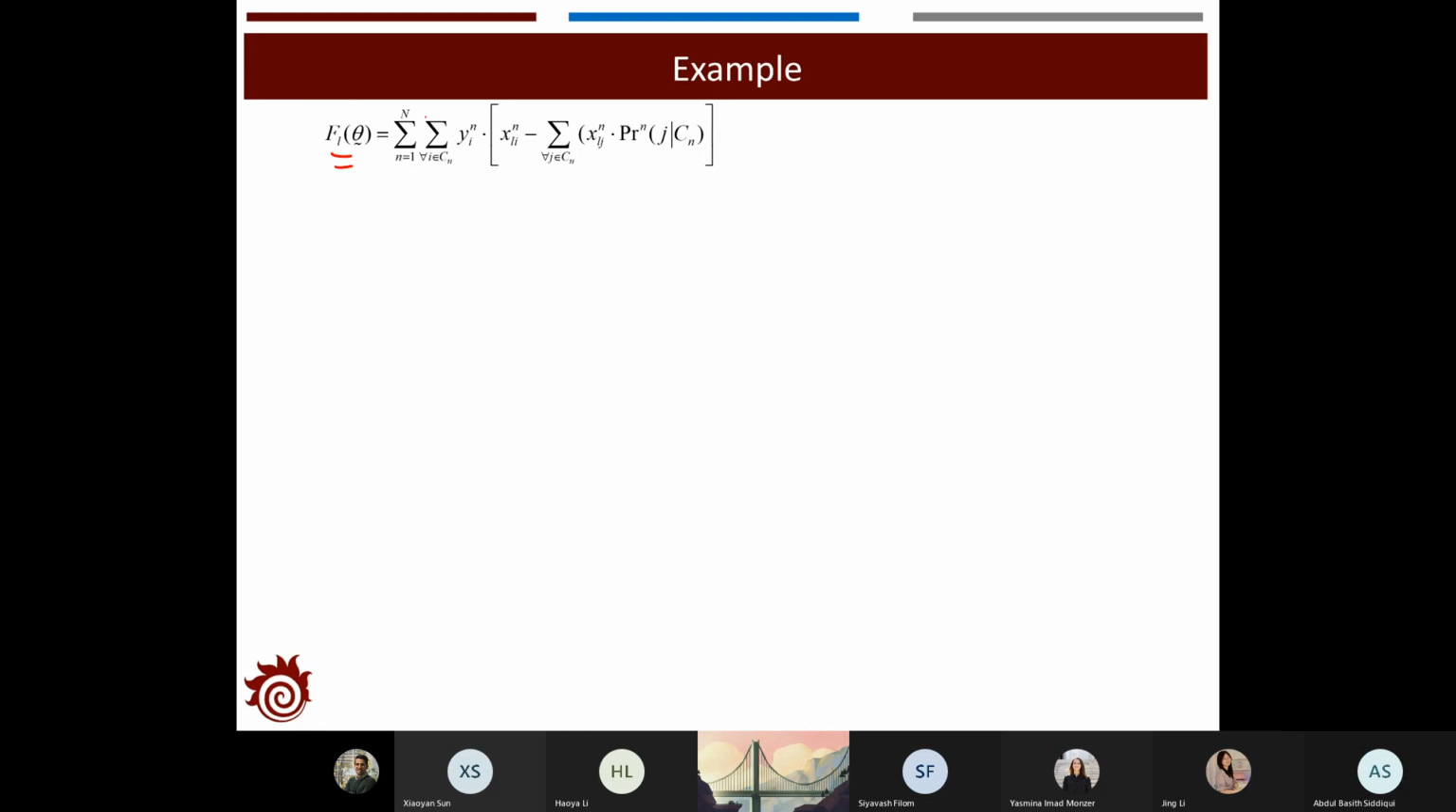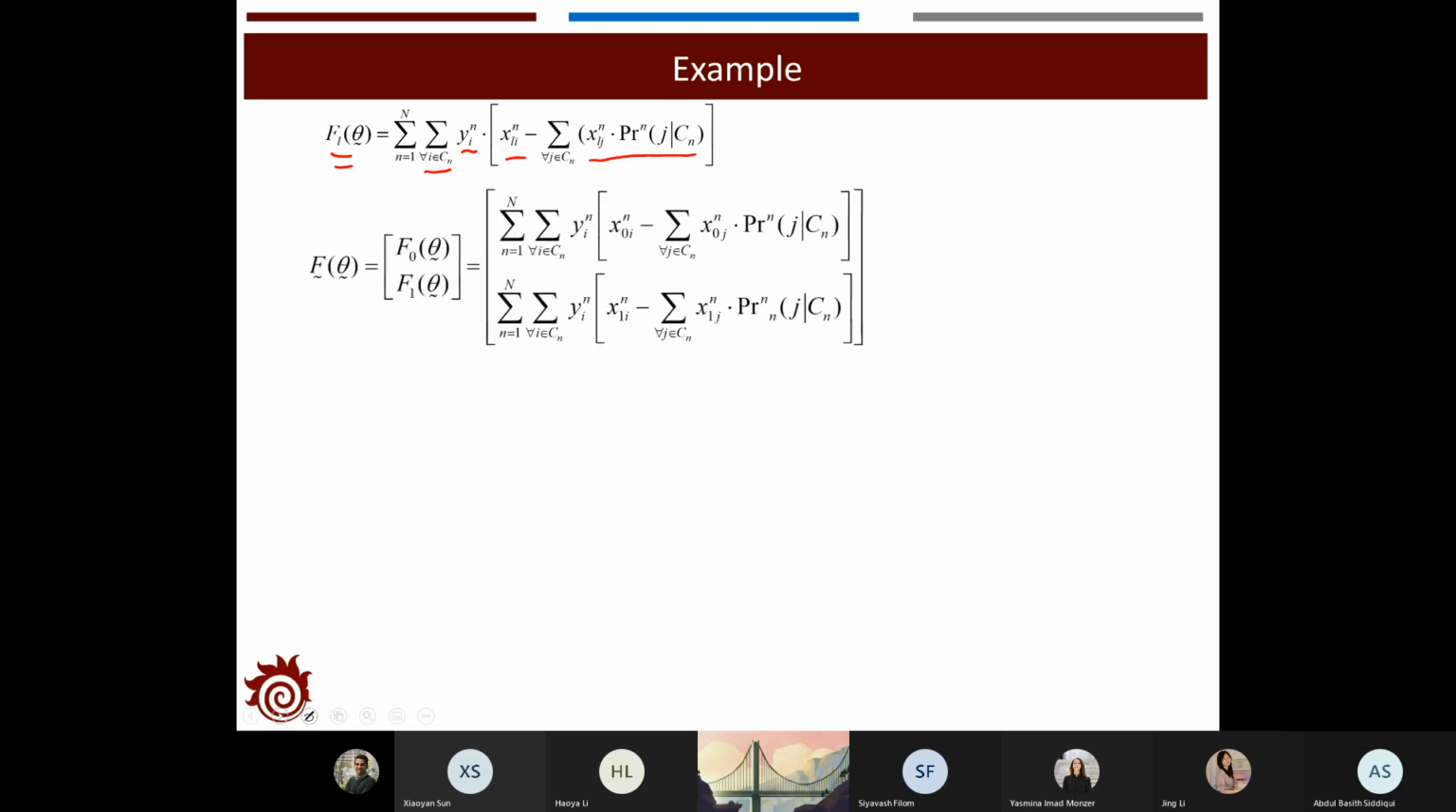n from 1 to N. That's the observation. The summation of i equal to Cn, that will be all different modes. And then that will be y_in times x_li minus summation of x_lj times the probability of choosing j. So that's the expression for the F_l(θ). And in our case, we only have two modes, so we only have F0 and F1. You can then get the full expression for this problem.